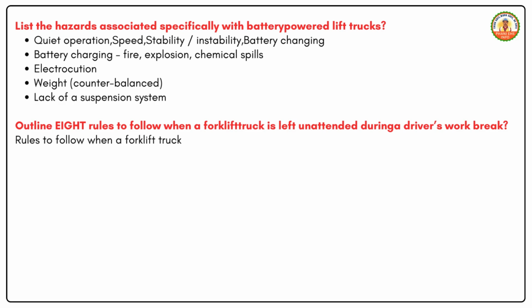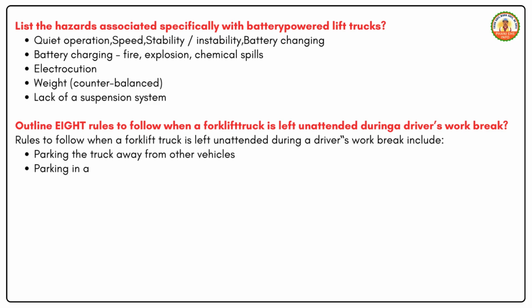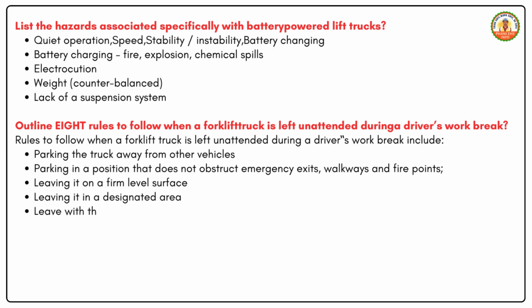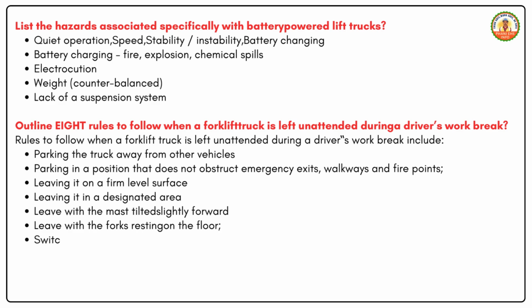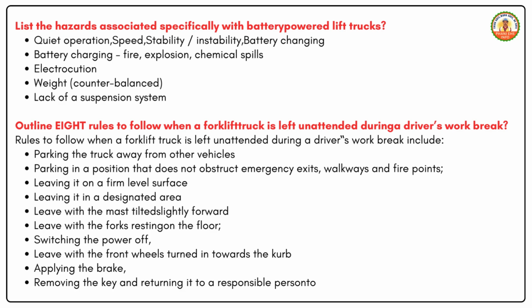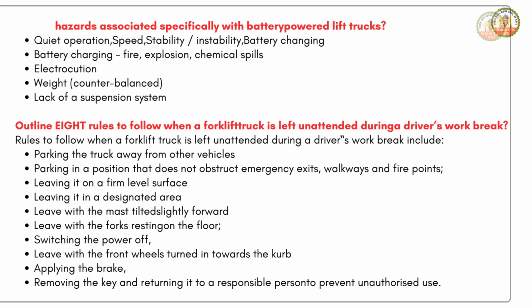Rules to follow when a forklift truck is left unattended during a driver's work break include: parking the truck away from other vehicles, parking in a position that does not obstruct emergency exits, walkways and fire points, leaving it on a firm level surface, leaving it in a designated area, leave with the mast tilted slightly forward, leave with the forks resting on the floor, switching the power off, leave with the front wheels turned in towards the curb, applying the brake, removing the key and returning it to a responsible person to prevent unauthorized use.